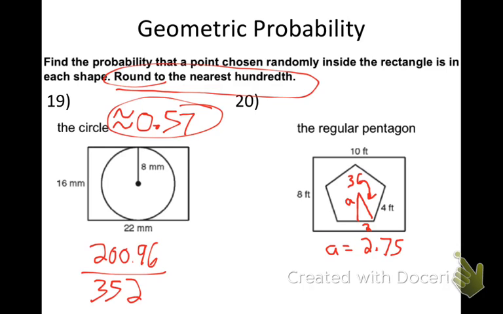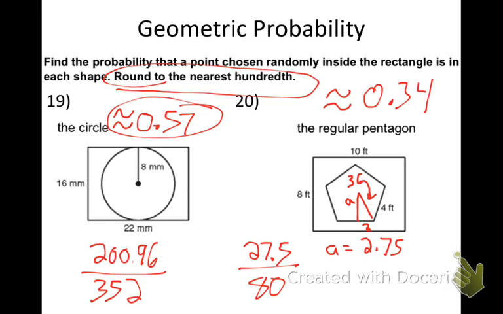And then I find the area of the polygon. The area of the polygon comes out to be approximately 27.5. Over, what's the area of the rectangle, Joe? 80. So I do 27.5 over 80, and I get approximately what for my probability there, Amy? 0.34. Nice job. Again, the key is on the polygons, you have to make sure you find that apothem to plug it into the formula.